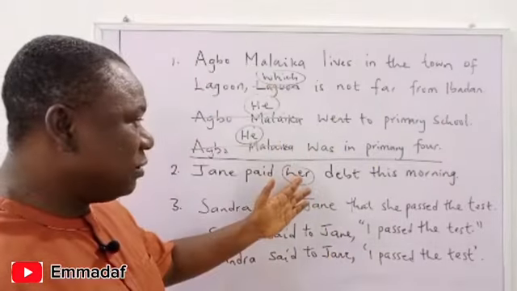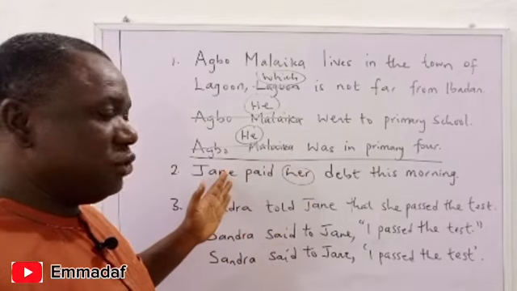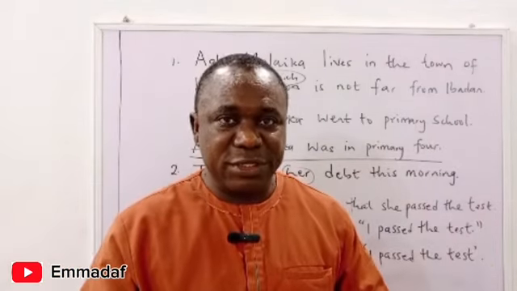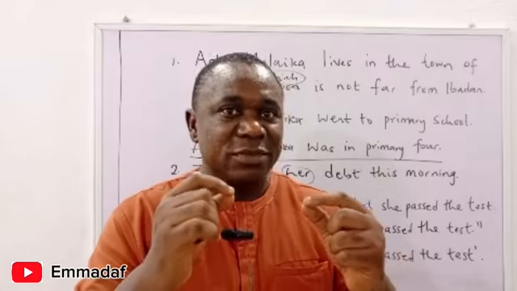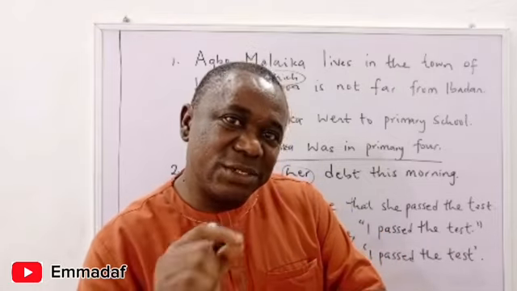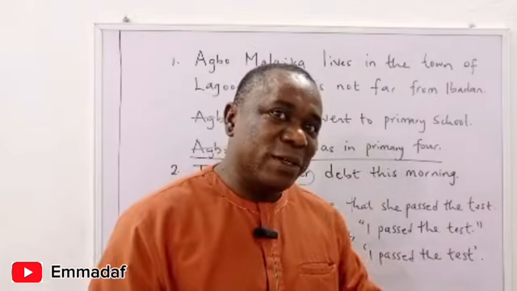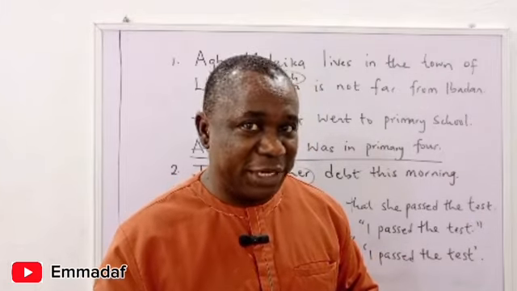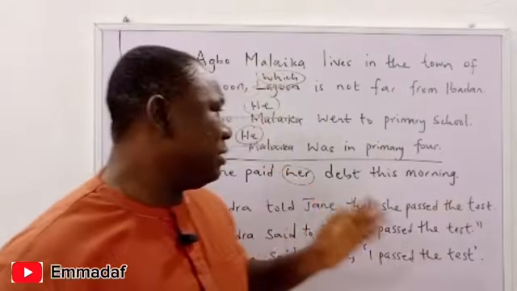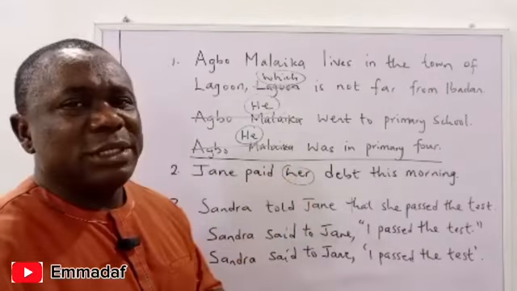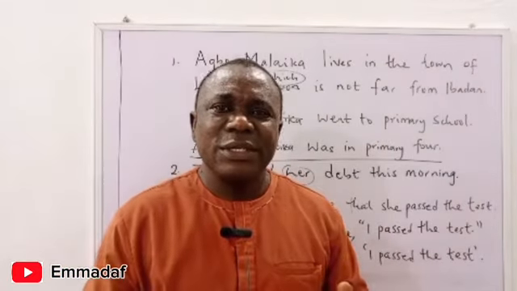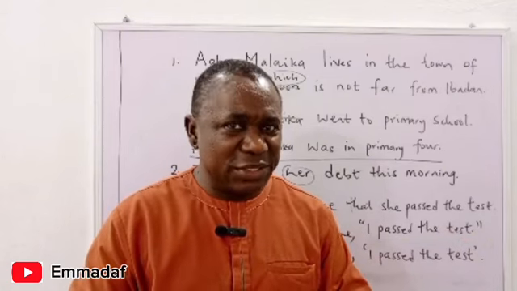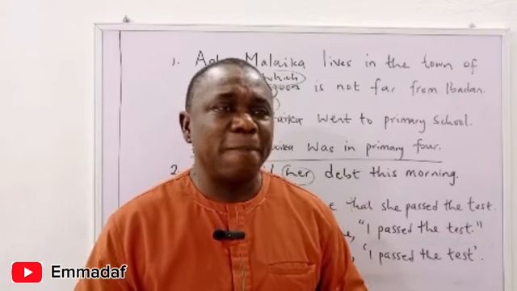So the antecedent of her is Jane. Paul paid his fees this morning. His is a pronoun, and it is referring to Paul. So Paul is the antecedent of the pronoun his. Now in this example, the antecedent is straightforward. There is no ambiguity. It is easy to identify.